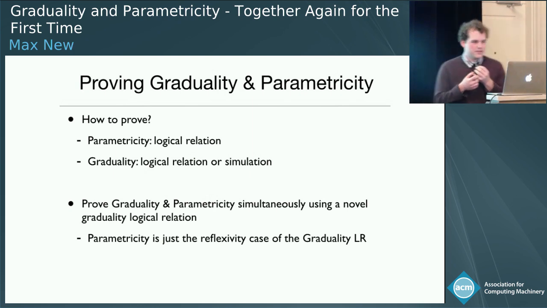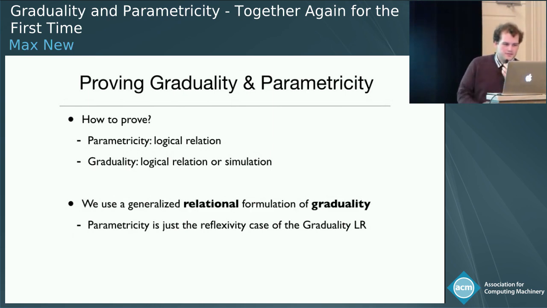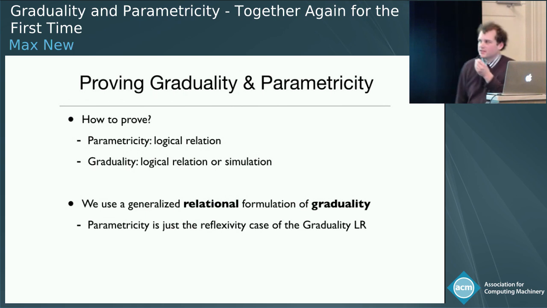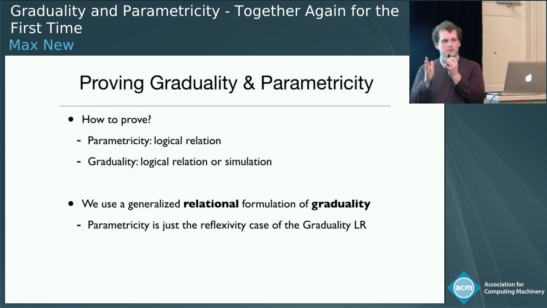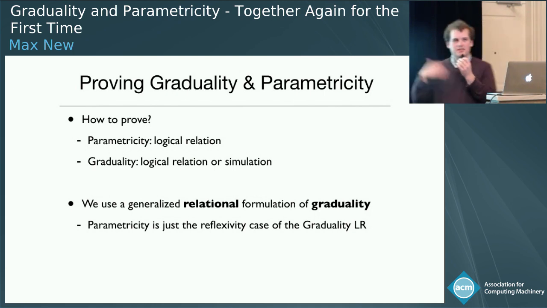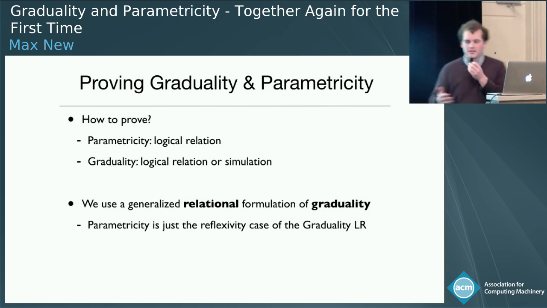So in general, you might think, oh no, we might have to do two logical relations. But what we actually found is we were able to totally unify the proofs of the two properties by using a generalized relational formulation of graduality, where parametricity comes out as just the reflexivity case. So in a strong sense, they're more unified than they are incompatible.